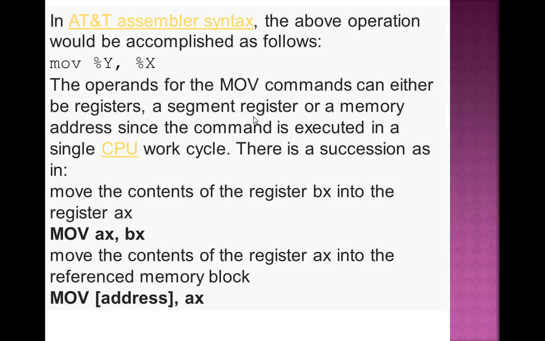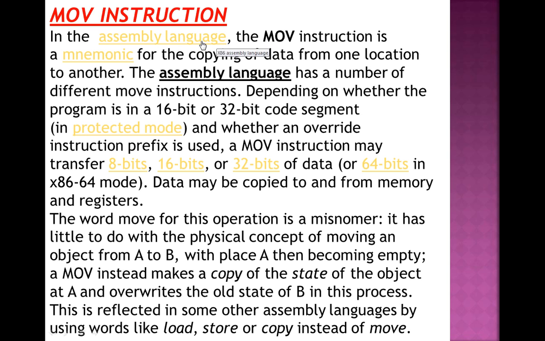These are the multiple jump instructions which I told you about. Now, there is a move instruction. The move instruction is a mnemonic that is used for copying data from one location to another location. So the move instruction is used for copying data, moving data from one part to another. The assembly language has a number of different move instructions depending on whether the program is 16-bit or 32-bit and whether an override instruction prefix is used.